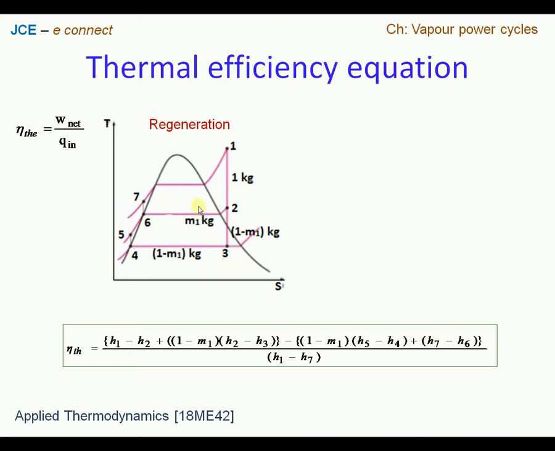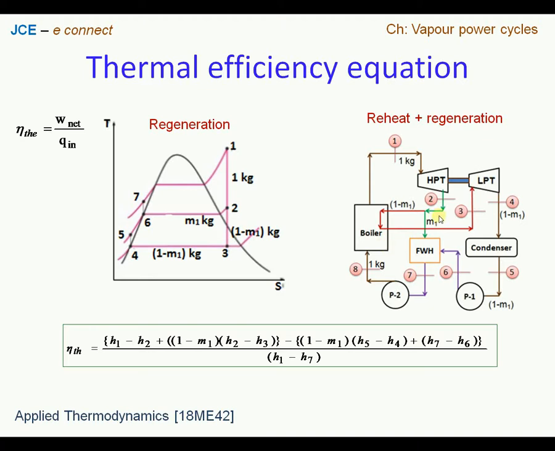Suppose we have a reheat process along with regeneration, then what could be the difference? Let us look at a situation where we have a reheat process along with regeneration, and let us now consider some components representing the cycle, showcasing the reheat process as well as the regenerator. So here we have two turbines, and one turbine is called the high pressure turbine, the next turbine is called the low pressure turbine. So we have two turbines.